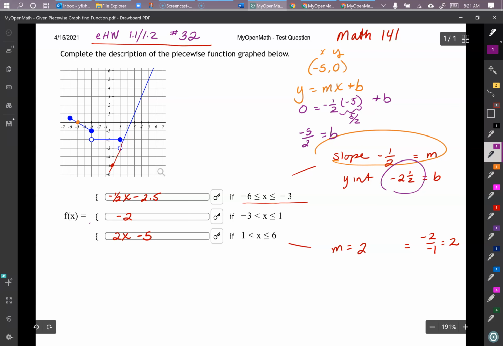This one's a constant function, this one's a linear. So we'll be working more with this as we go. This should be kind of familiar, but you may not have seen it in this exact format.